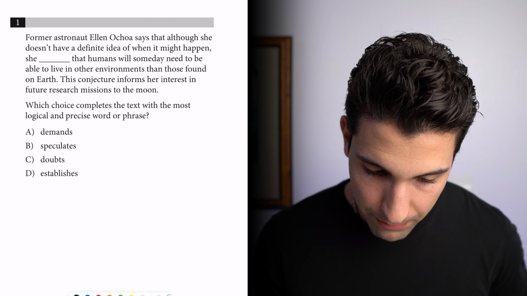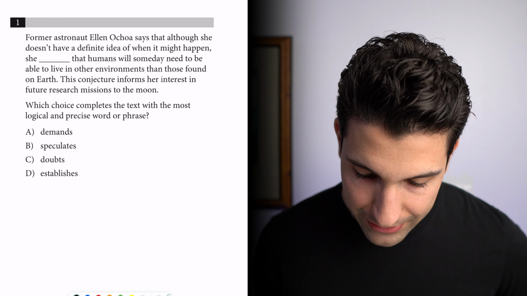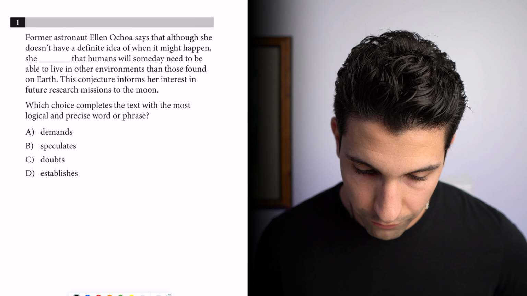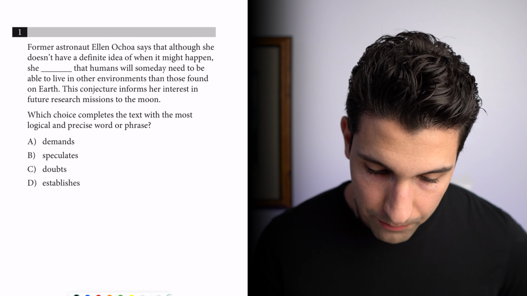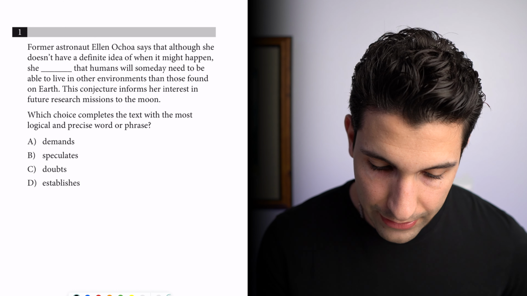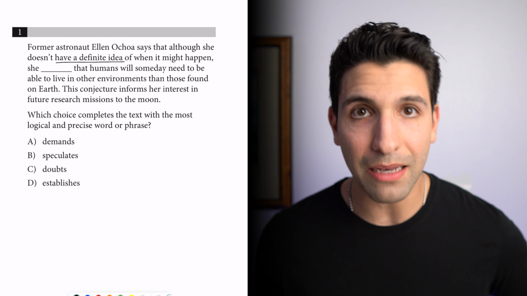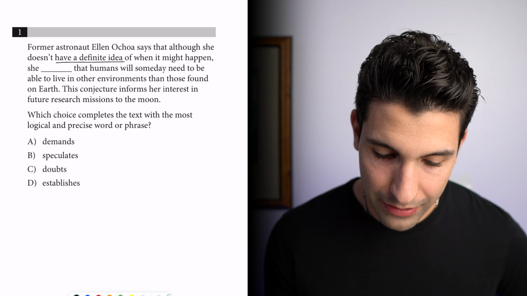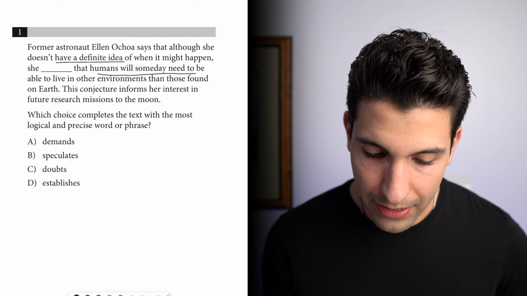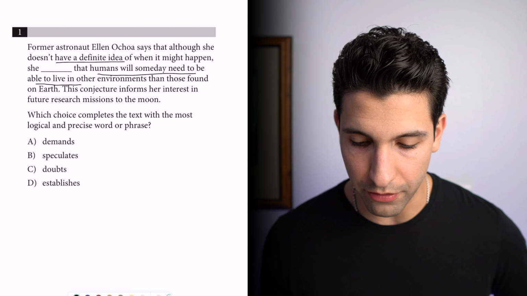So if you look at this question here, this is a vocab question. We need to understand what word best fits in the blank that conveys the message that this passage is trying to send to us. So let's take a look. So we talk about here, which choice completes the text with the most logical and precise word or phrase. So if I look at the blank, before it says that someone doesn't have a definite idea of when something might happen. And after it says that humans will someday need to be able to live in other environments.